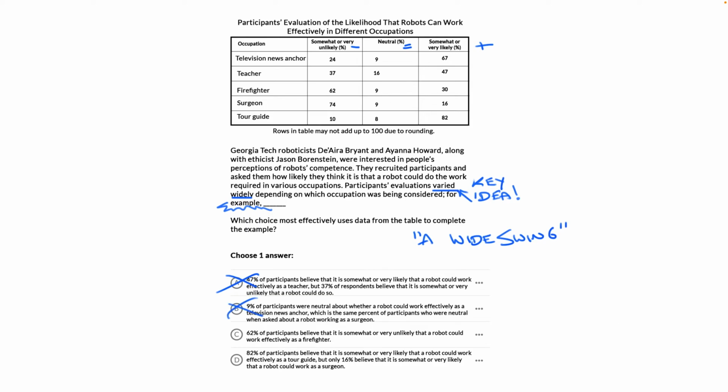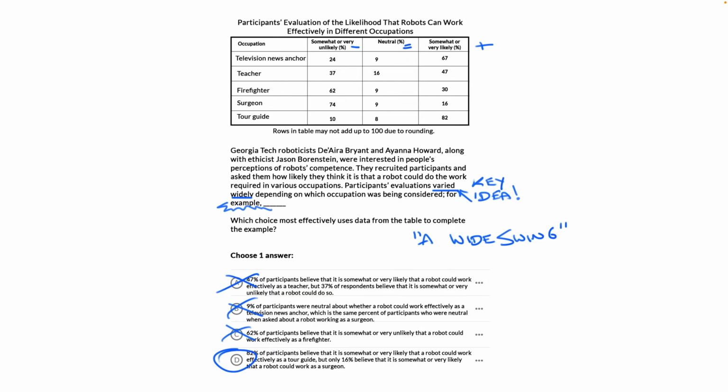Choice C, 62% of respondents don't think robot firefighters would be very good, and this doesn't illustrate a range, right? And it's also only about one profession. So we can eliminate choice C. Which leaves us with choice D. 82% think a robot makes a likely tour guide. 16% believe it would be very likely that a robot could be a surgeon. That's a pretty big swing, no? 82% pro tour guide versus only 16% pro surgeon. And it's the only choice that both shows a wide swing and compares two potential robot jobs. So this is our answer. Choice D compares two robot jobs and has the widest swing and is therefore the choice that best supports the argument in the passage, and we can select it with confidence.